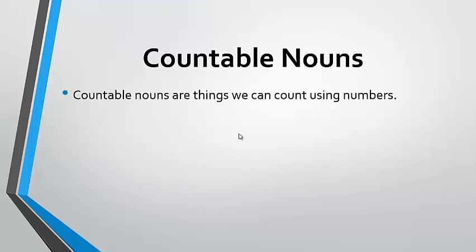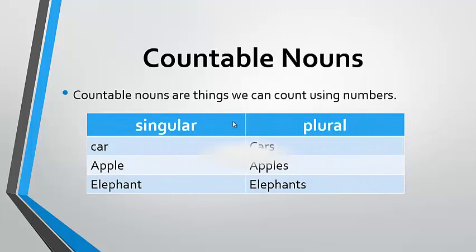Let's begin with countable nouns. Countable nouns are things we can count using numbers. So if we say that a noun can be an animal, a person, a fruit, a place, so we can count with numbers those things.